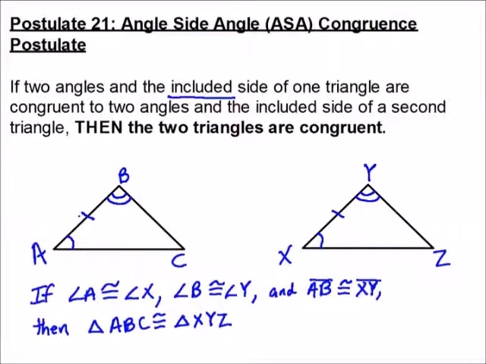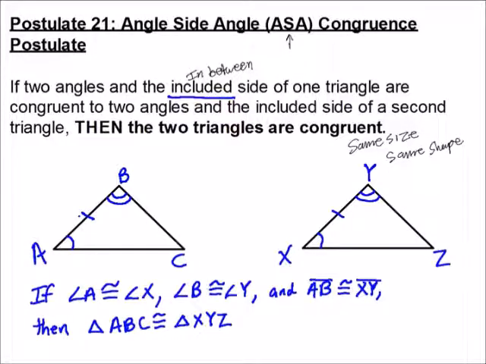Postulate 21, angle, side, angle congruence postulate. Number 1, I want you to notice the S is in the middle. The side has to be in between. So if 2 angles and the included side, so I'm going to write this again, in between, if the in-between side between your 2 angles is congruent to 2 angles and the included side of a second triangle, then the 2 triangles are congruent. The same size and same shape.